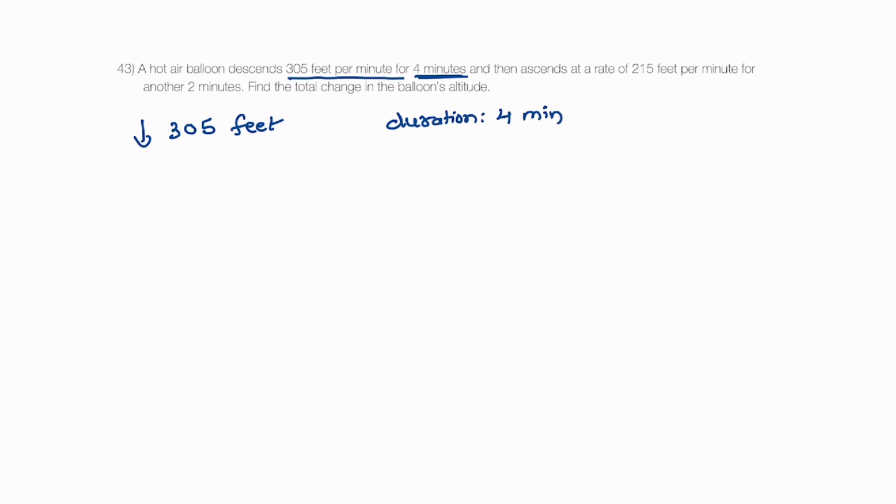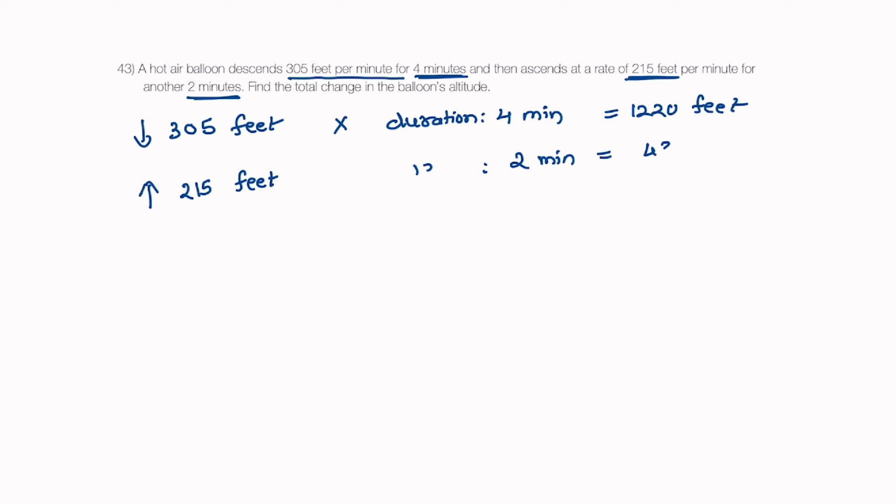It then says, it then ascends at the rate of 215 feet per minute for 2 minutes. Now it's going up, ascending 215 feet per minute. And again, the duration here is 2 minutes. How much has it gone down? Let's do that. So that means multiplication. 305 times 4. Now 3 times 4 is 12. Or 300 times 4 would be 1200. And 5 times 4 is 20. So this is going to be 1220 feet. And this is 215. Double of it is 430 feet.